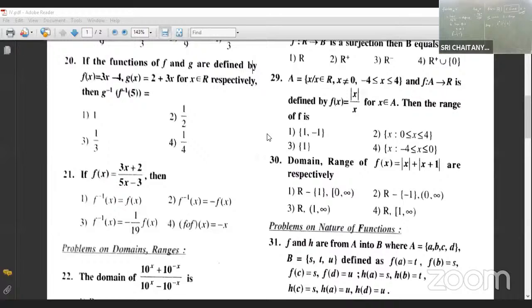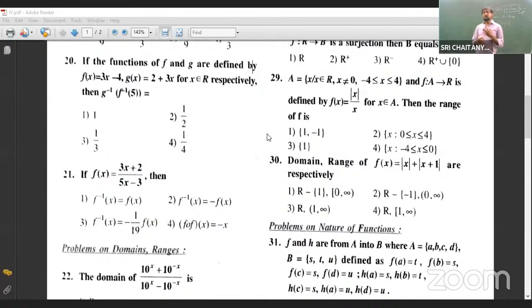Actually, you should know which type of function has been given to you. See here, the function mod X by X is called a signum function. I am going to repeat. You got this signum function in your first PUC.